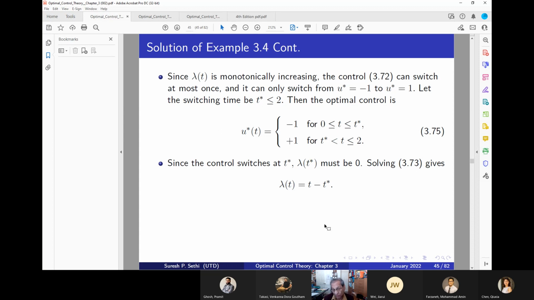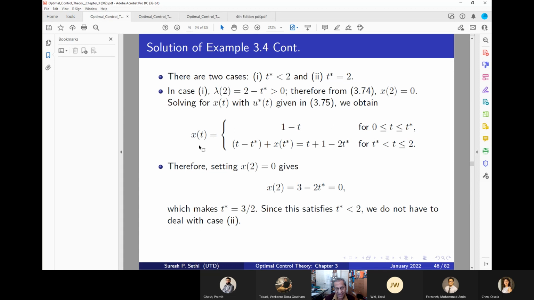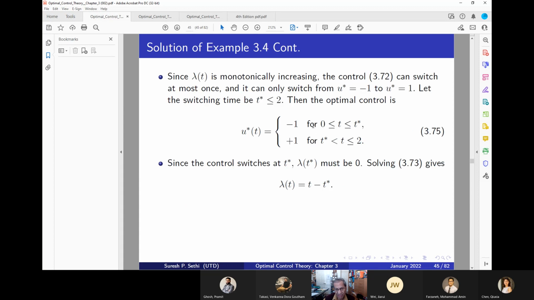So now what do we do? Well, we know this, so we can solve for our state x of t. At this point I want to say a little more, because remember t star is less than or equal to 2. So there are two cases: one is t star strictly less than 2, and one is t star equal to 2.